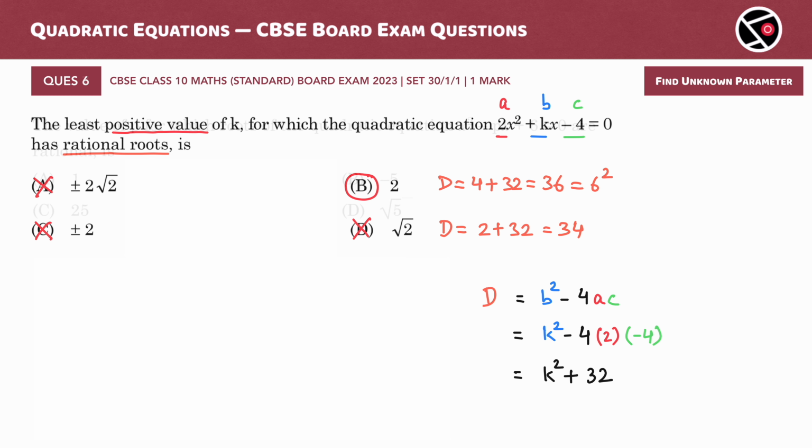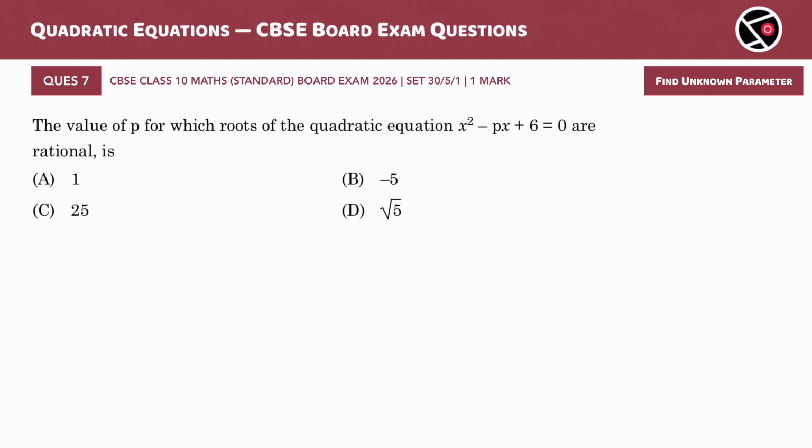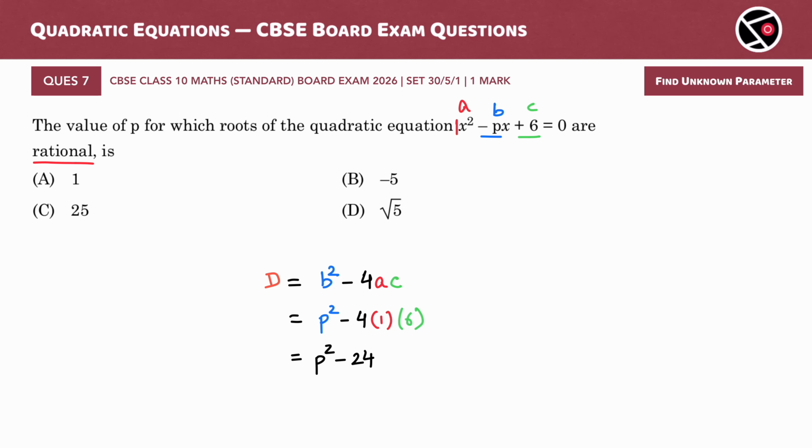We have another similar question, but this time from 2026 board exam. Please give it a try. We again have rational roots, so we start with the discriminant, b square minus 4ac. A is 1, b is minus p, c is 6. We have p square minus 4 times 1 times 6, or p square minus 24. For option A, D is 1 minus 24 or minus 23. Not a perfect square. We drop A.